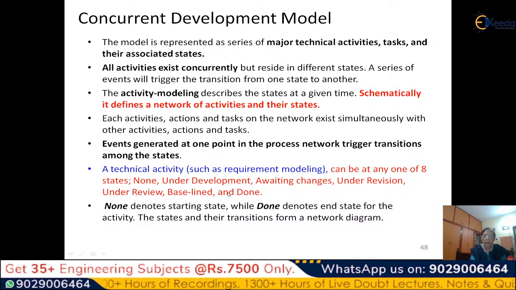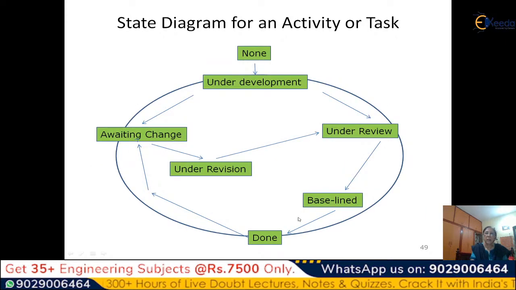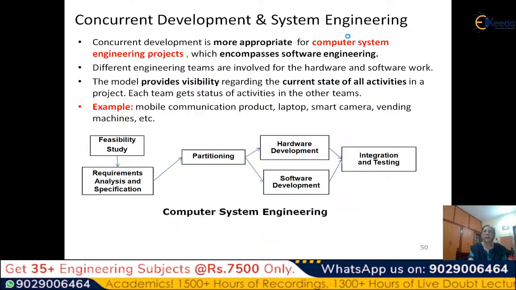So that is the beauty of this particular concurrent development model. So let's look at it. Schematically it will look like this. If this is any activity, it can come to under development, it can go to under review, baseline, otherwise it goes to awaiting change, and under revision comes. But the beauty is that, as I was telling you, even if it is done, some change may come. So then again it goes to awaiting change, and again it traverses all this circle. So these different activities will stay concurrently in different states.